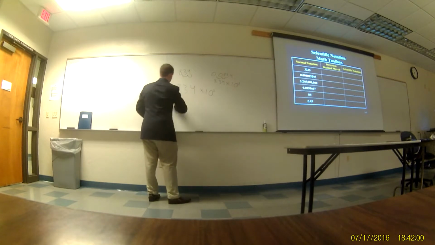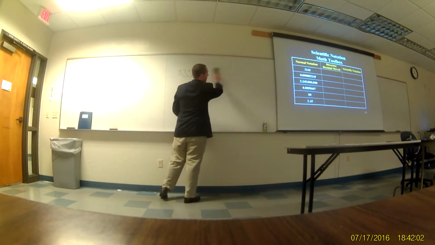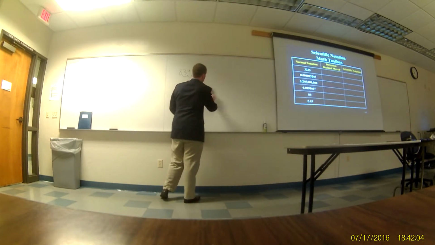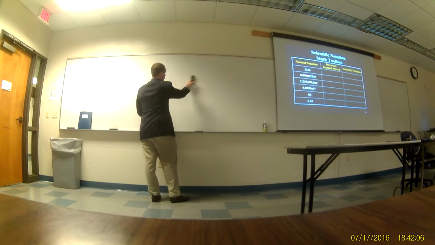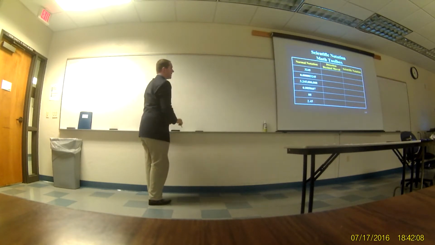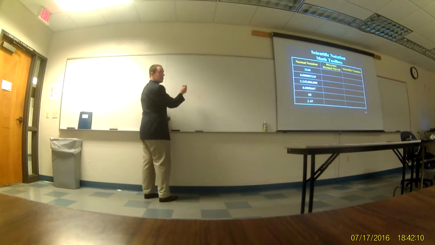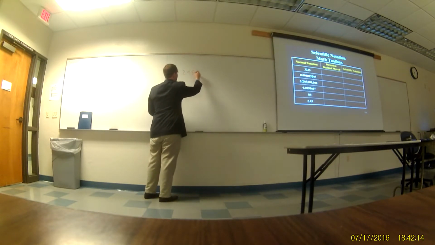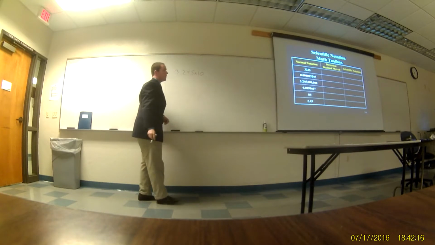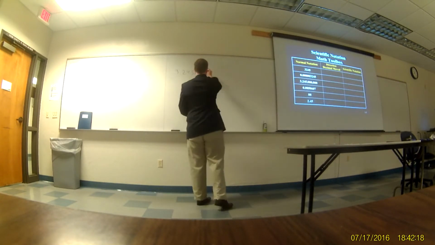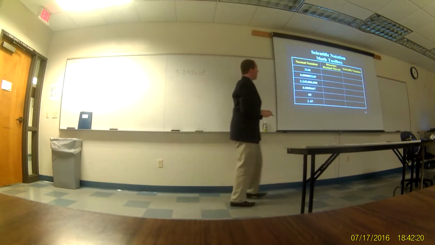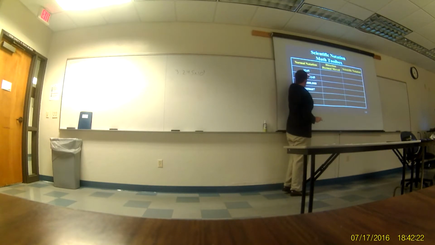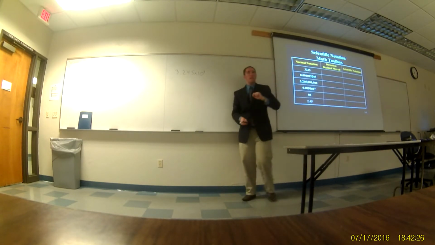So here are some examples. You've got 3,245. What is my C? What's my number? 3.245 times 10 to the third. 1, 2, 3, and you moved it to the left.